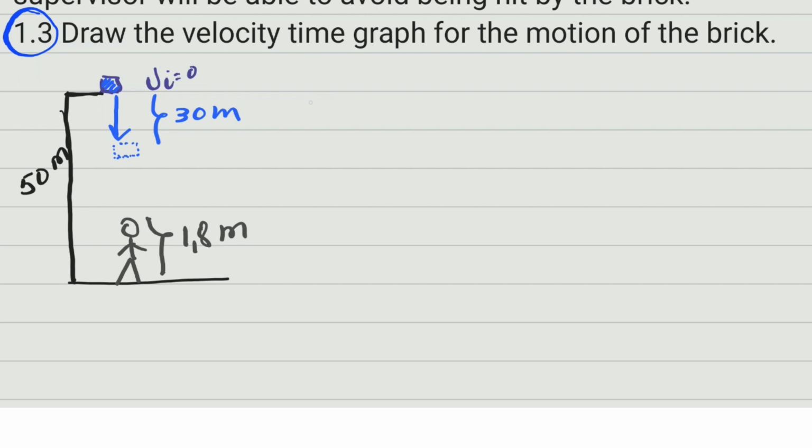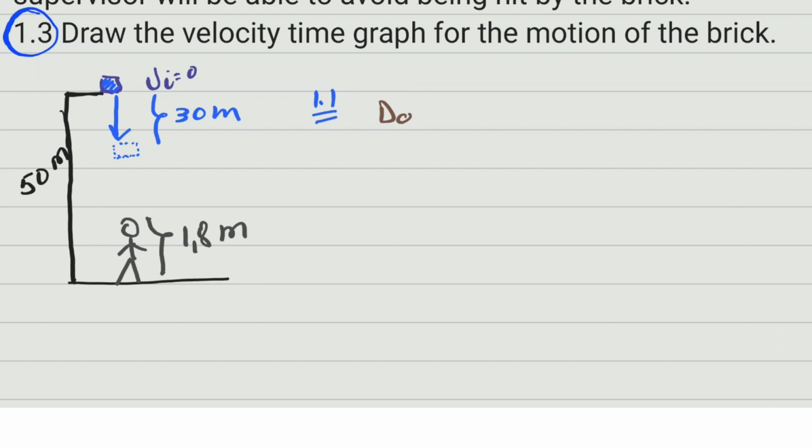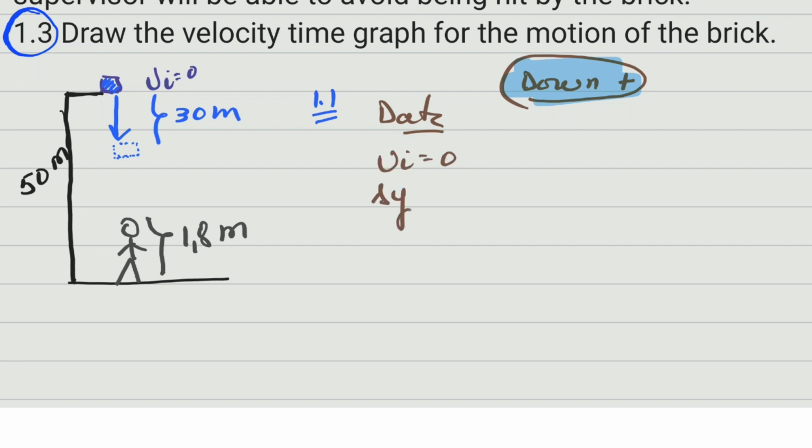Now, question 1.1, they said calculate the speed of the brick after it has fallen 30 meters. So let's quickly write the data we have, and remember down is positive for the entire question. What data do we have here? First, the initial velocity is equal to 0. Second, the displacement when it has fallen 30 meters is going to be equal to 30 meters, and it's going to be positive because down is positive, and the displacement, as you can see there, is also positive.